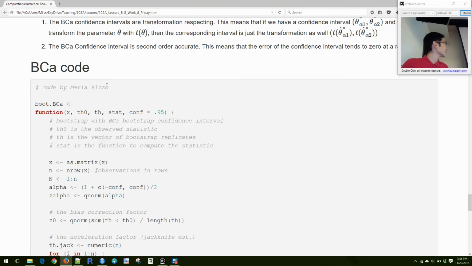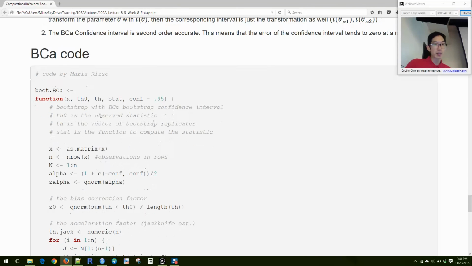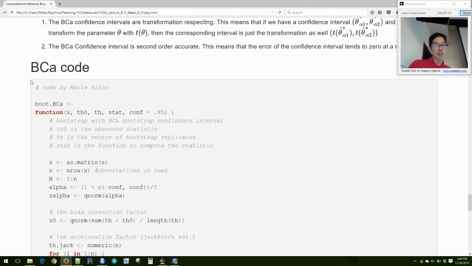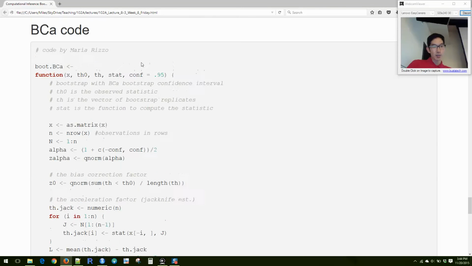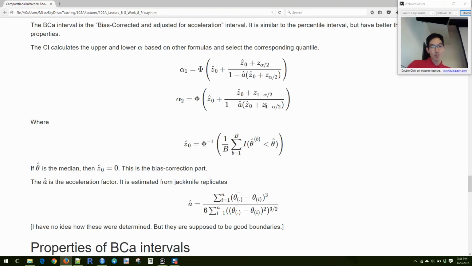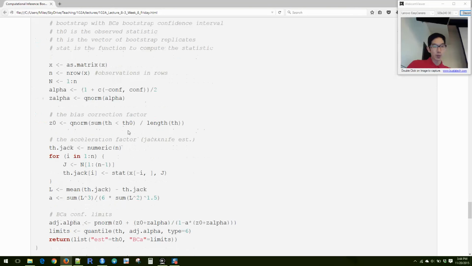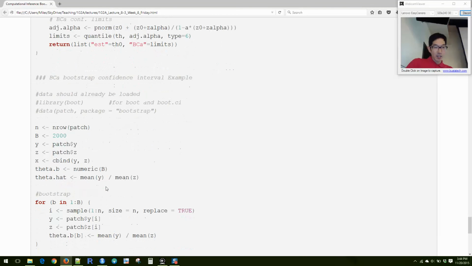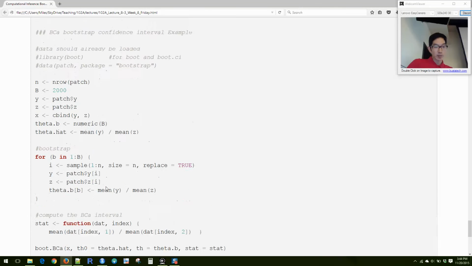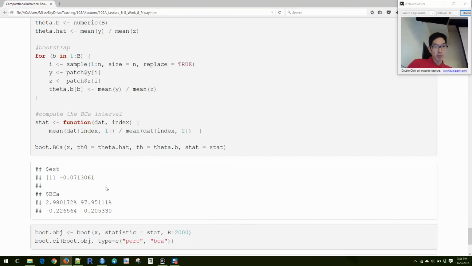Okay. Again, Maria Rizzo wrote some code to implement calculations of the adjusted BCA interval. Basically, it's just finding all of these formula versions of all of this. So we can do this. This is for the patch data.